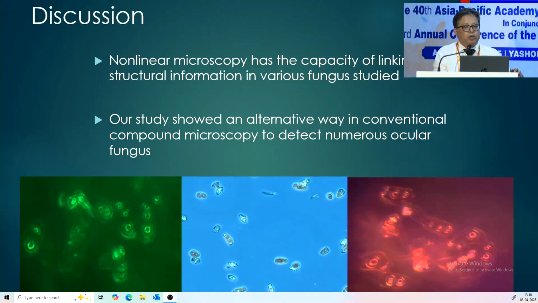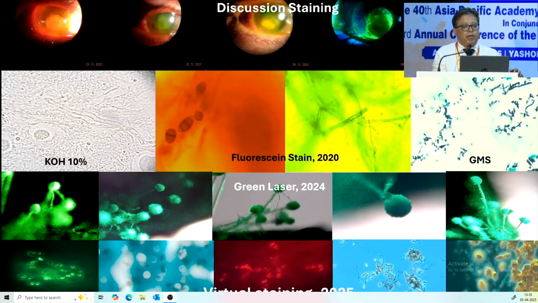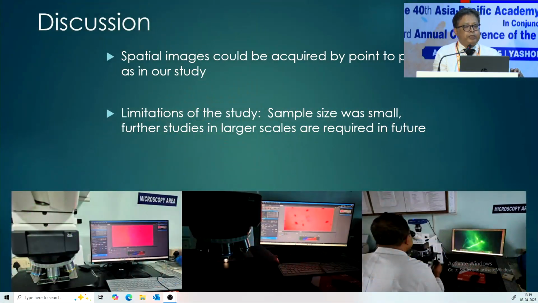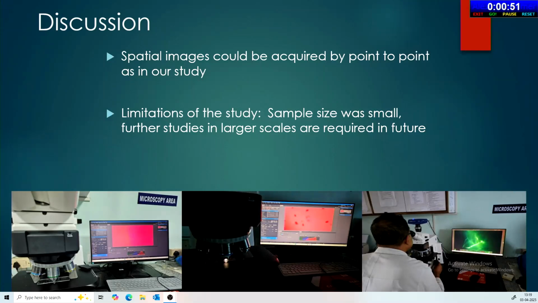So in discussion, nonlinear microscopy has the capacity of linking structural information in the various fungi studied. Our study showed an alternative way, in conventional compound microscopy, to detect the numerous ocular fungi. These are the different clinical pictures, the KOH done immediately, the fluorescent stain that we have published, Grocott's methenamine silver stain, the green laser that we presented last year, and the virtual staining in the present study. Spatial images could be acquired by point-to-point reference as in our study.